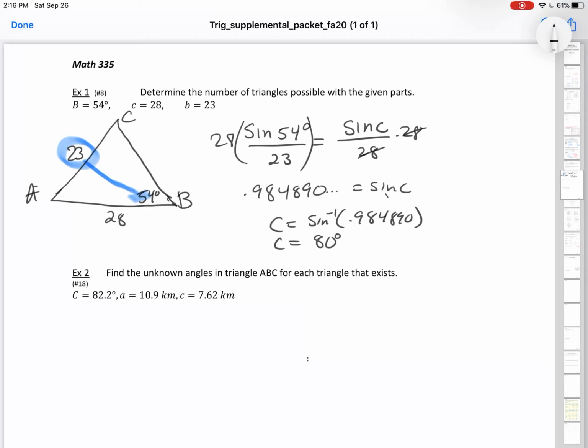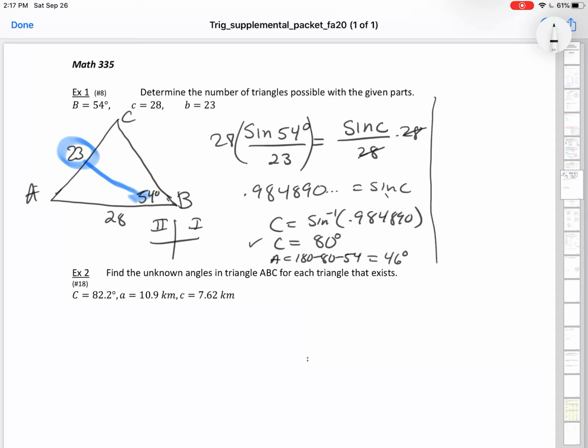Now, we have to remember that sine is positive in both quadrant 1 and quadrant 2. So we found the first quadrant angle that could work. So there definitely is one where C is 80 degrees. A would be naturally then 180 minus 80 minus 54, which brings me to 46. So A is 46 degrees. So there's one triangle. Now, they didn't ask me to find that.